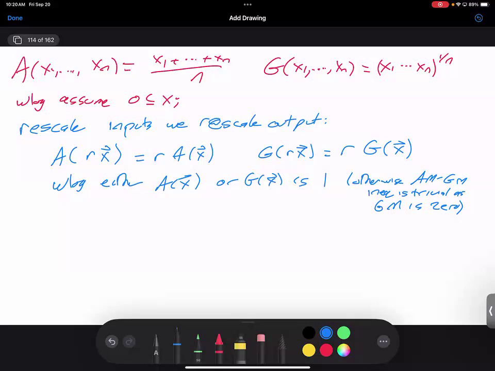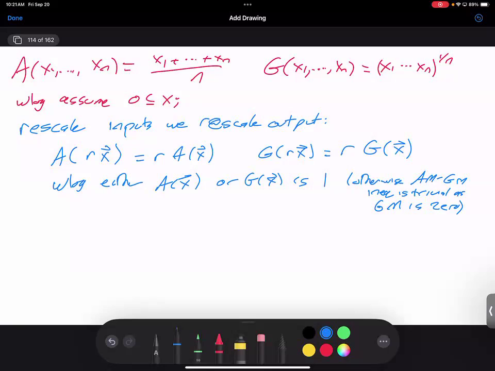Then why does either one of them have to be... Well, no, I'm saying we can choose R appropriately so that we can rescale. Okay. If the arithmetic mean is 15, then divide every x by 15. And that reduces the arithmetic mean by a factor of 15, so it's now 1. Okay. So I can always rescale my variables so that either the arithmetic mean or the geometric mean is 1. Unless I'm in the case where one of them is 0, in which case there's nothing to prove. So without loss of generality, let's assume one of them is 1.